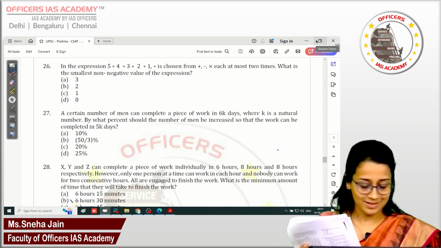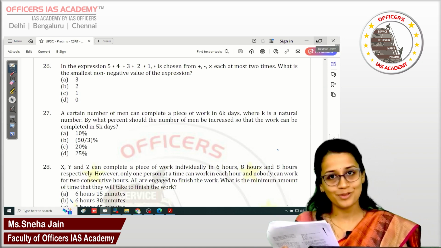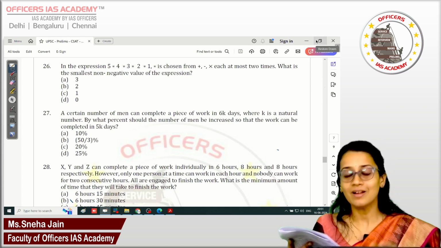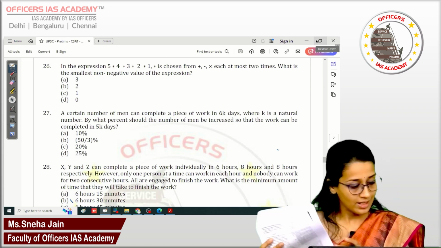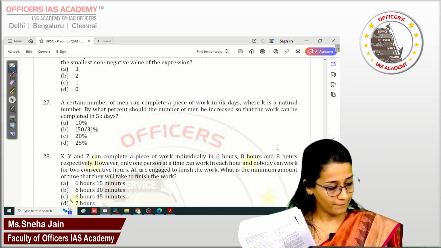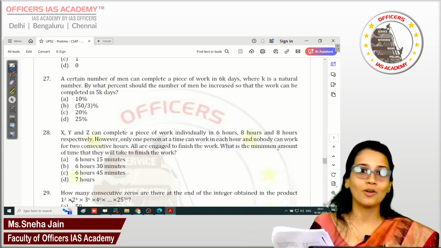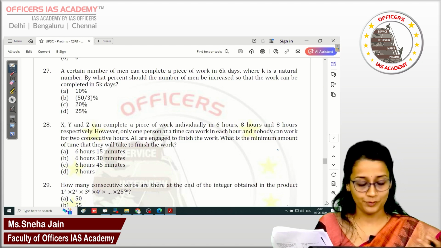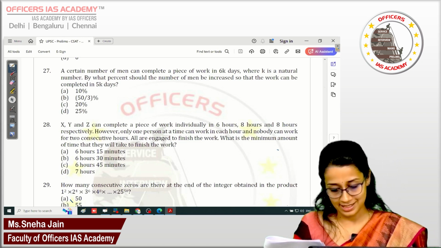Time and work questions, I think, have gone a little tougher from previous years. But nevertheless, if you just have to qualify this paper, there are a lot of easy questions. So we will now move to question number 28. This question we've already done in the CSAT crash course that we had a few months back. So the same model has come.